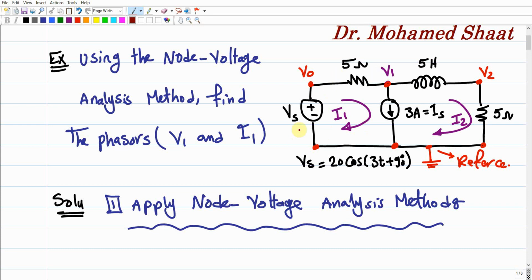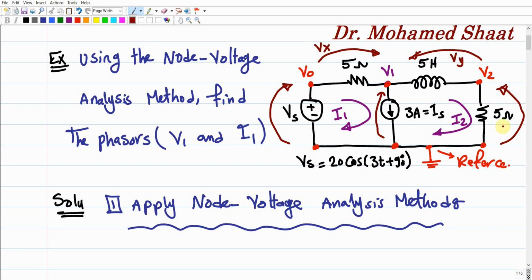voltages over the different electrical elements. We have this voltage source, so there should be a voltage over this source, another voltage over this current source, a voltage over this resistor and over the inductor, and a voltage over this resistor. So we can give names to these voltages, like Vx, and this is Vy, as we used to do.